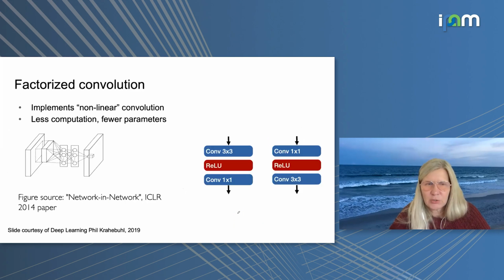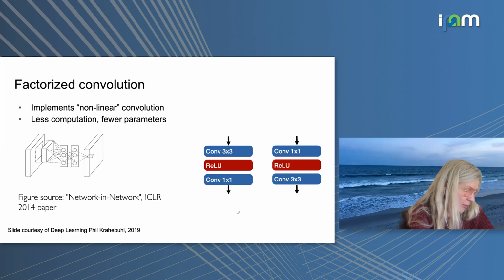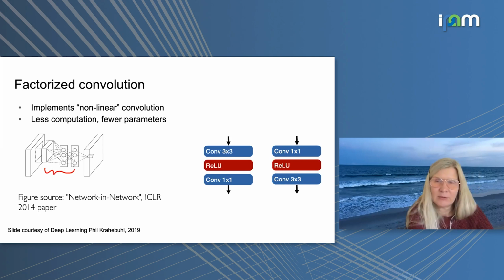The other idea which one typically encounters in these convolutional architectures is this idea of factorized convolutions. This was motivated by the observation that instead of just using a convolution, which is just a linear operation, what if we would have a little neural network inside the individual computation on the local neighborhoods, which would have some ability to introduce nonlinearity and presumably learn more interesting concepts. This idea of network in network was introduced in 2014.